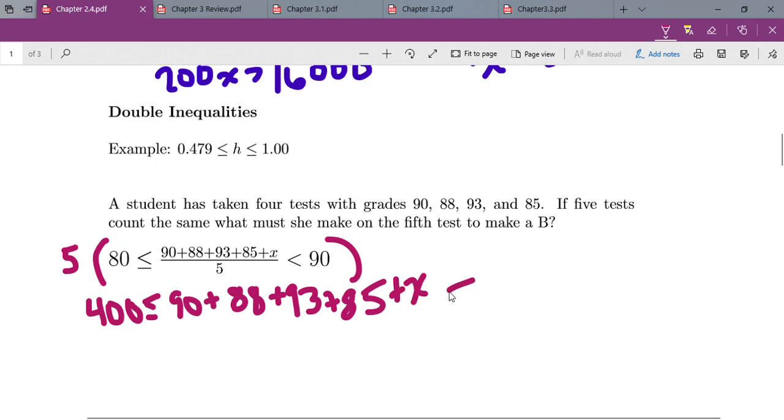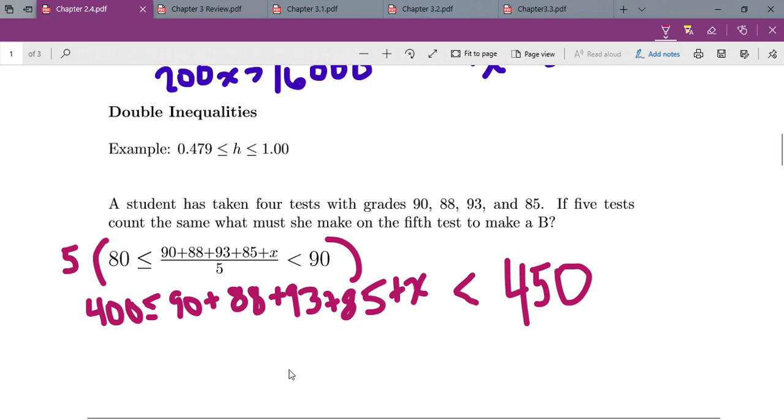which is less than 5 times 90, which is 450. I drew a terrible looking less than sign, so I'm going to erase it and put a better looking one on there for you. This 5 canceled out this 5, which is why we don't have a denominator on the middle term. 5 times 80 was 400, 5 times 90 was 450.